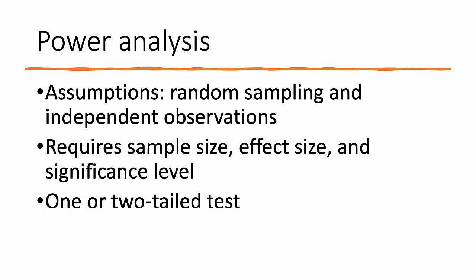Power analysis assumes that samples have been taken at random and are independent from each other. It requires values for sample size, effect size, and significance level, which can be estimated from the literature and changed to test the individual effects on power. You also need to specify whether the test is one-tailed or two-tailed. A two-tailed test uses both the positive and negative tails of the distribution, unlike a one-tailed test, which uses only one direction of the distribution.